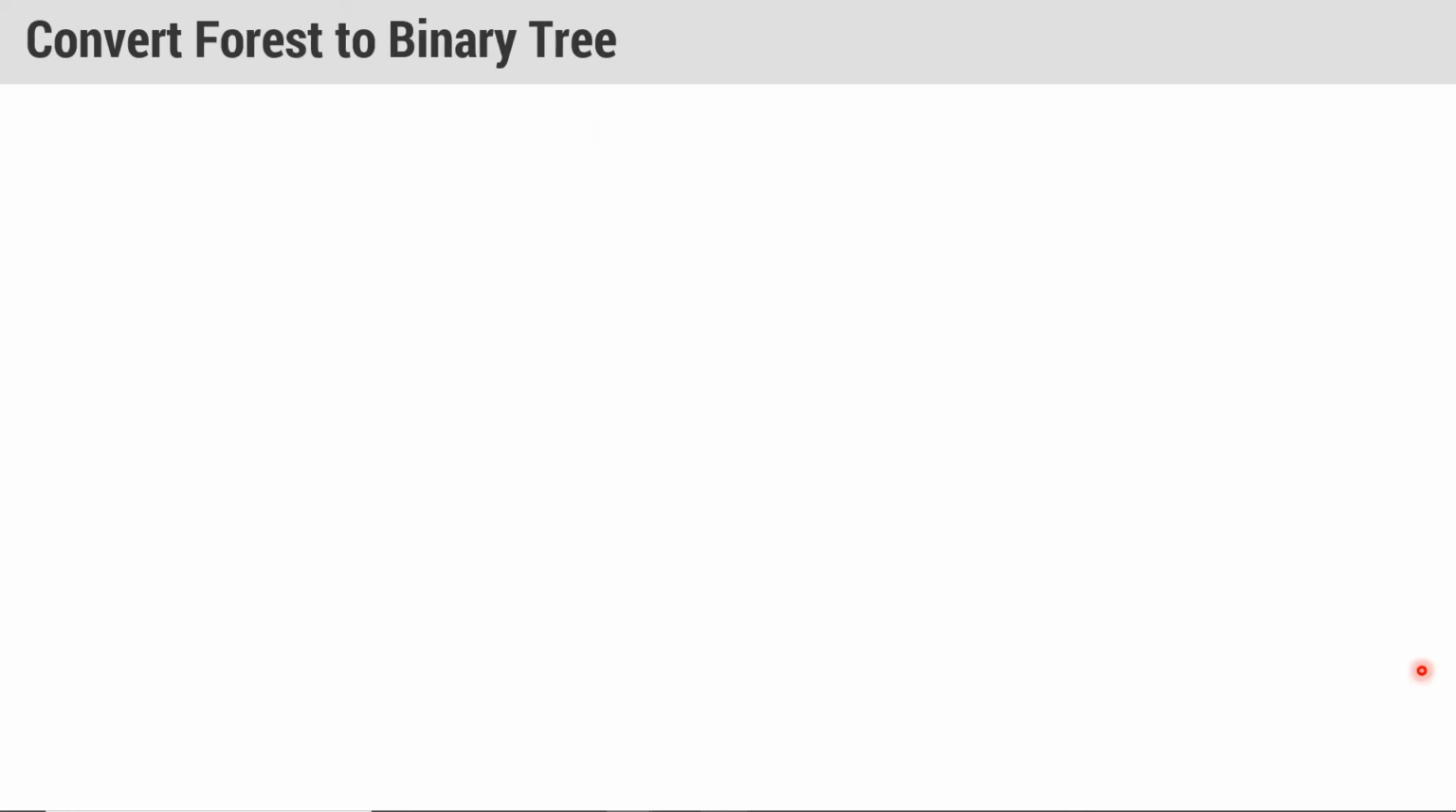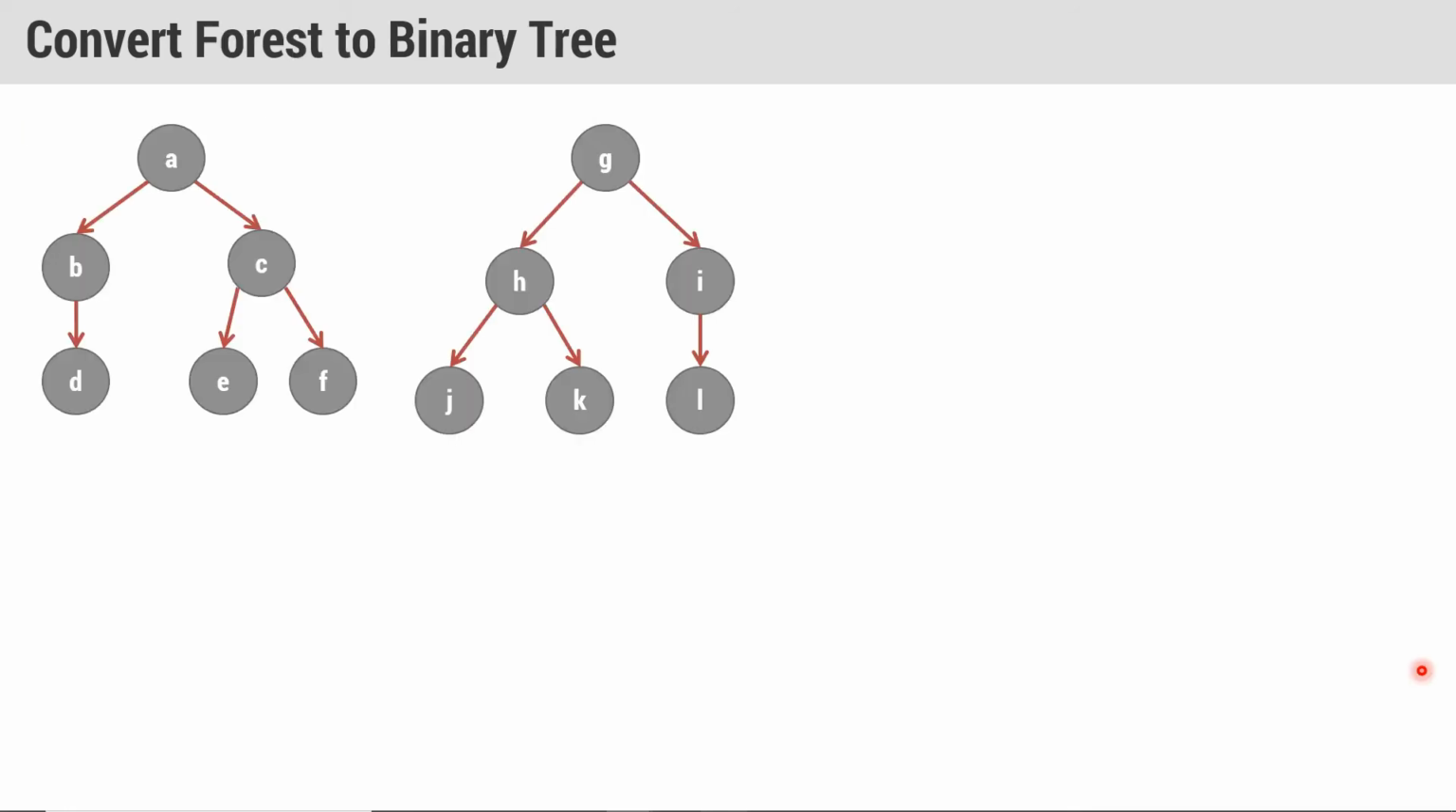Now convert forest to binary tree. As we saw earlier, a forest is nothing but a collection of subtrees. So here two subtrees are given which are disjoint trees. So we call this a forest. Now from this we have to create a binary tree. For this, first of all we take the two nodes A and G as the root nodes of both subtrees.